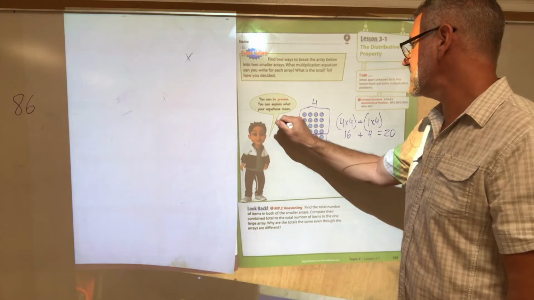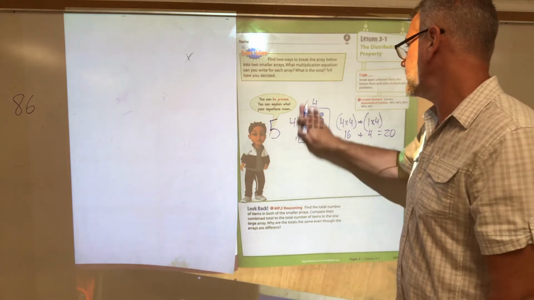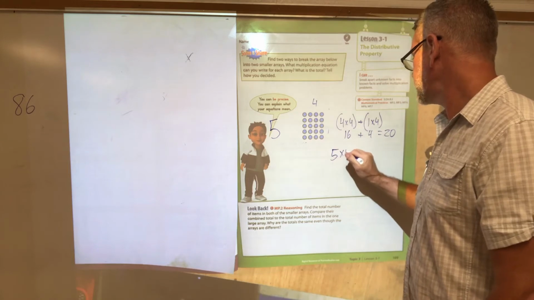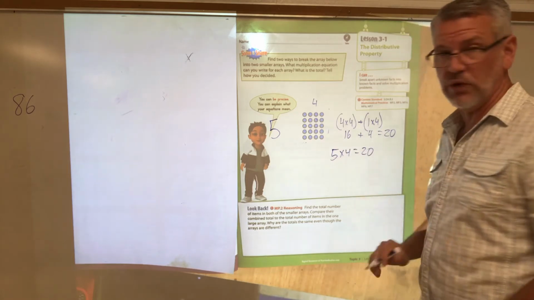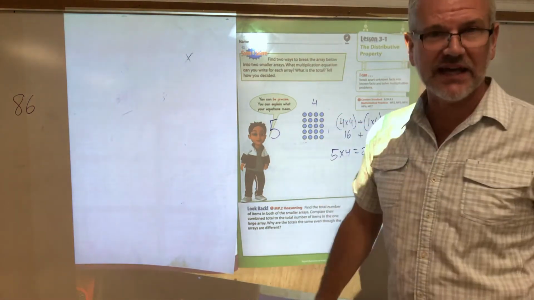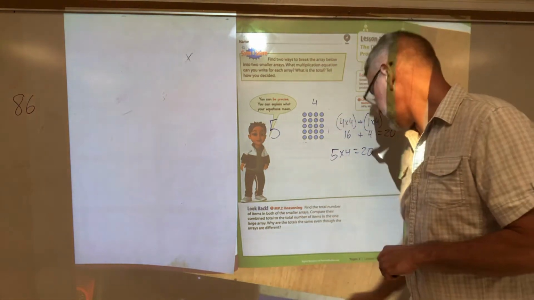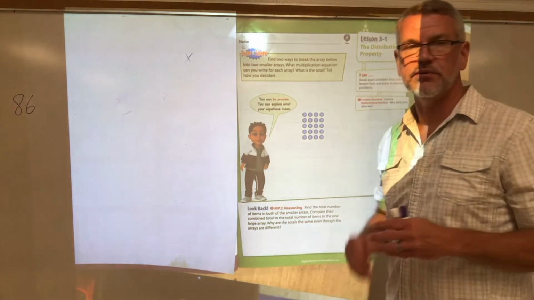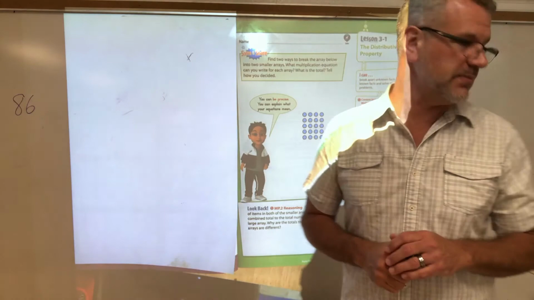And when we had it all together, it was 5 groups of 4, and 5 groups of 4 is also 20. We don't change the number of chairs. We just change basically how we're counting those chairs, how we're figuring out how many chairs we have. And we're going to use this idea to help you with the factors that are coming up from multiplication.